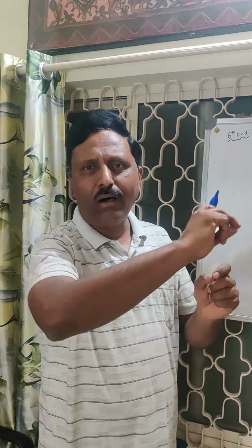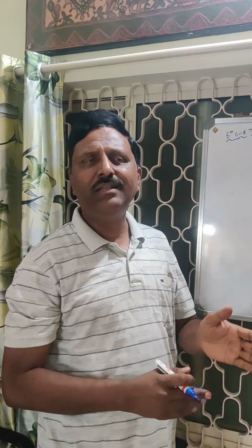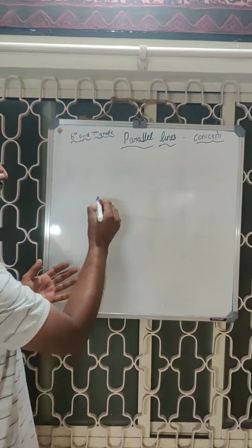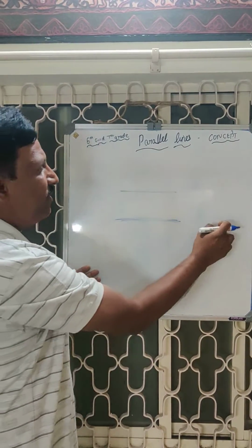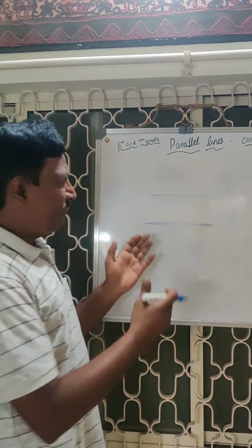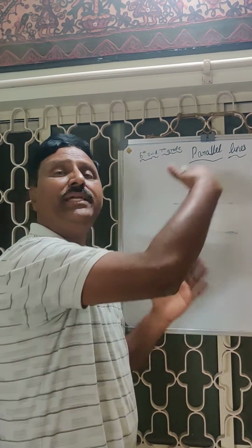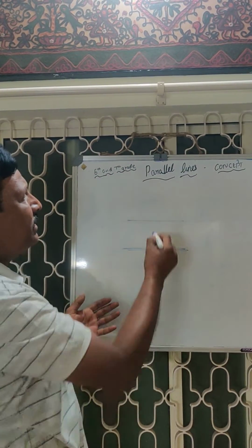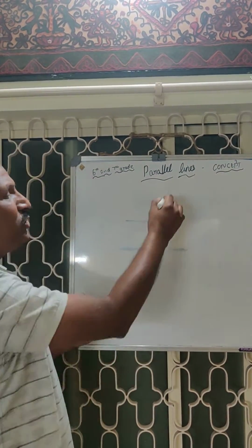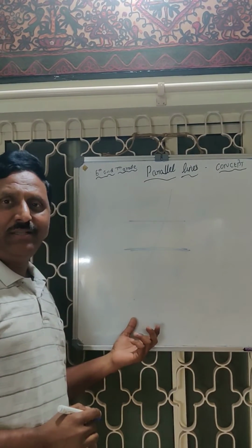In this short video, I would like to tell about parallel lines, transversal, and how to compute all the angles when a transversal cuts a pair of parallel lines. What are parallel lines? When two lines never meet, or practically it will not meet, but we say they meet at infinity. So these two are parallel lines. What is a transversal? A line which cuts these two parallel lines is a transversal.